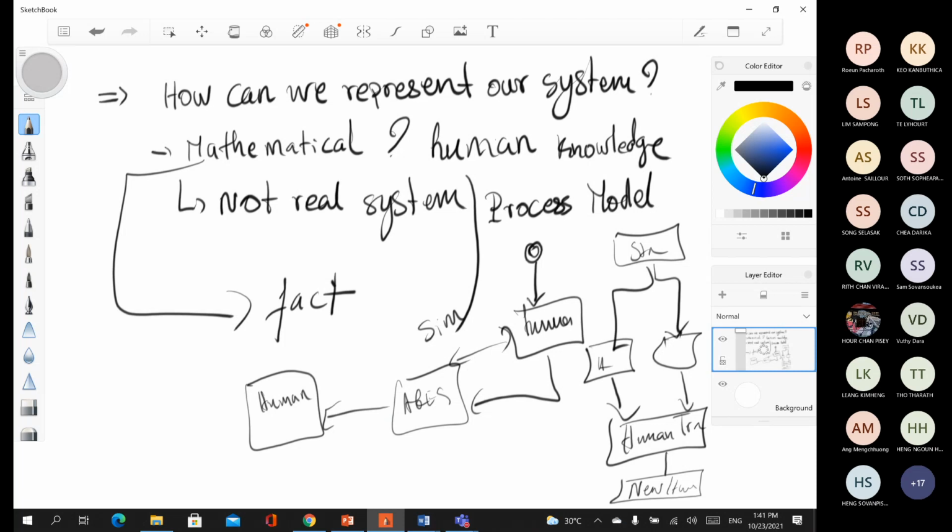How our system runs. But how can you say that our system is good, that our system has no negative effect?